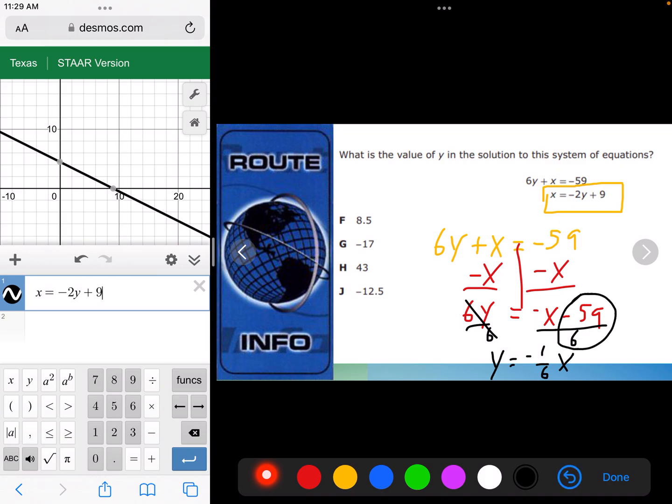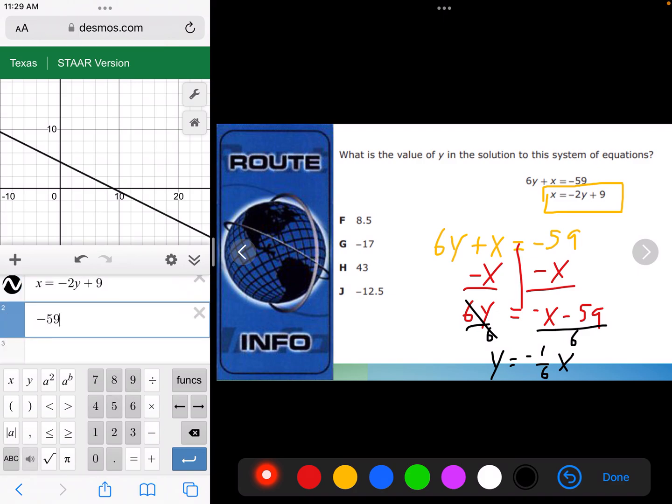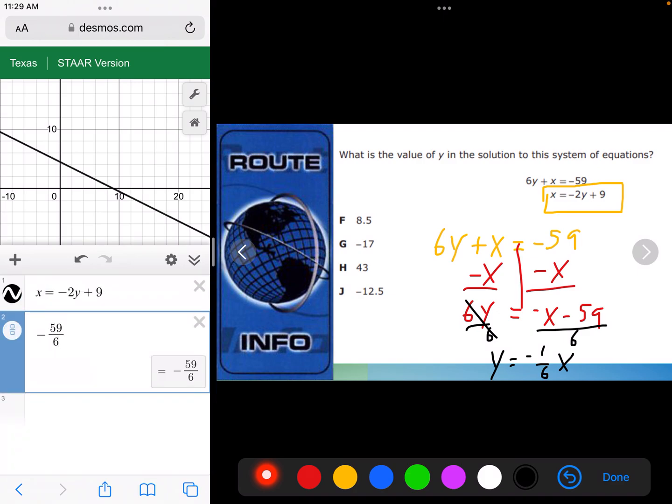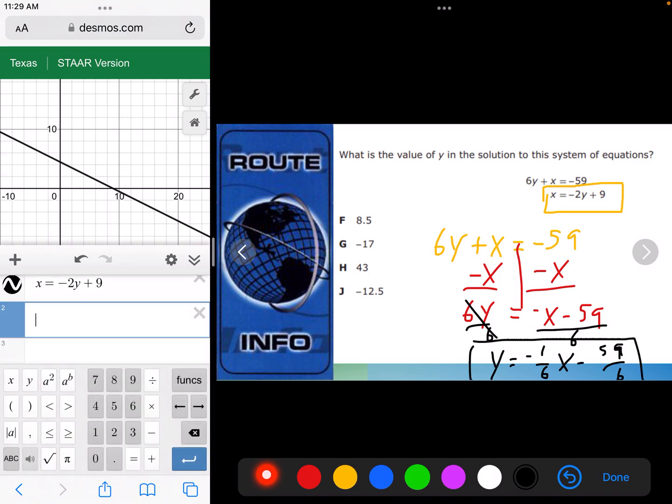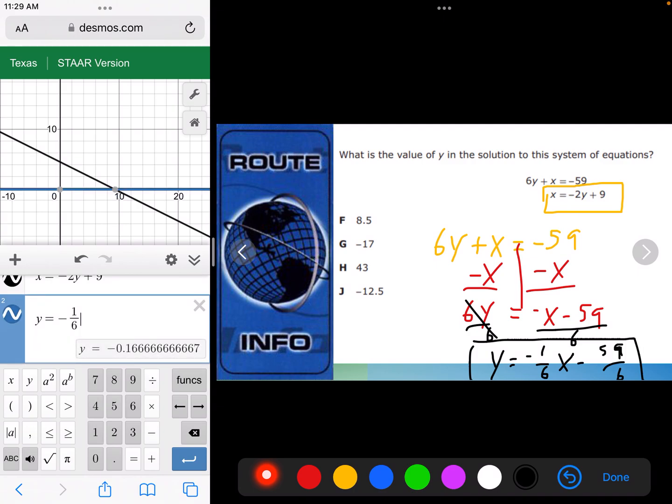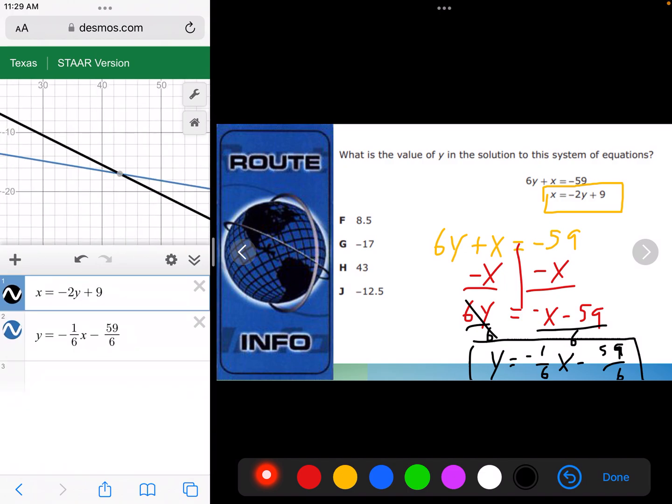Okay, negative 59 divided by 6. Negative 59 divided by 6, I don't believe simplifies. No, it does not, so I'm just going to leave it as negative 59 over 6. And I'm going to put that in Desmos as the second equation. So y equals negative 1 divided by 6 x minus 59 over 6. And I'm going to see where they cross. They cross right there at 43 comma negative 17. Now the question is what is the value of y in the solution? Well, y is negative 17, so G is the answer.